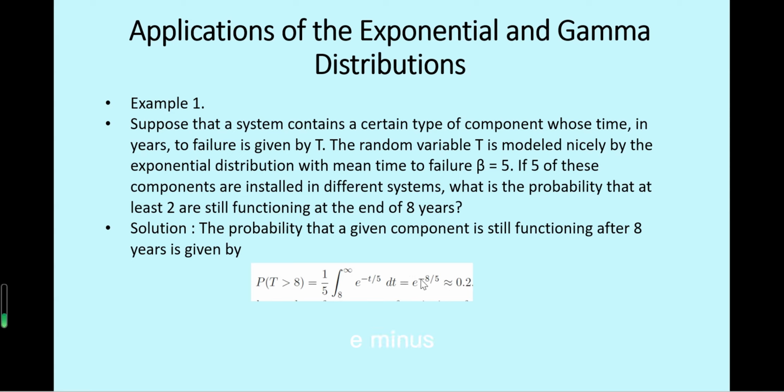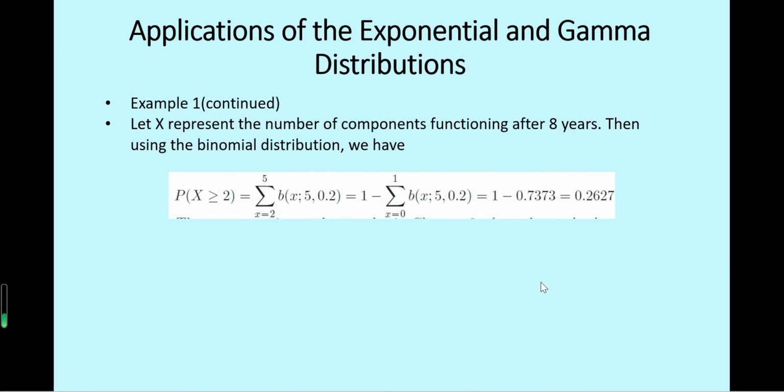e to the minus x divided by beta, right? So this probability is about 0.2, which means for one component, the probability that it can be used for longer than 8 years is 0.2.